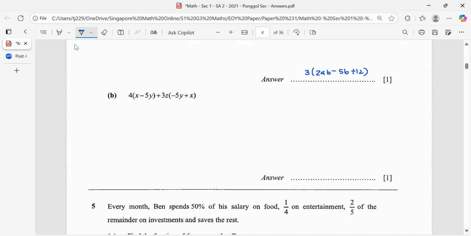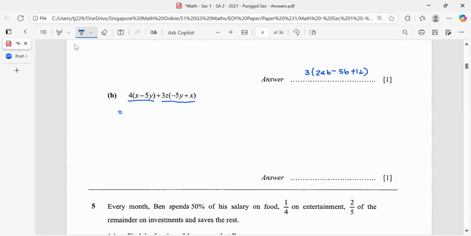Moving on, part B. 4 bracket x minus 5y plus 3z bracket negative 5y plus x. So what we can do here is, if you notice, this first part of the expression is the product of 4 and x minus 5y, and the other part of the expression is the product of 3z and negative 5y plus x. Within the bracket, you realize that the terms are the same.